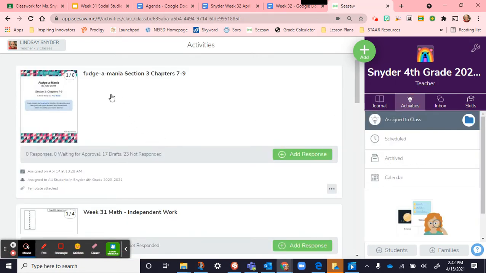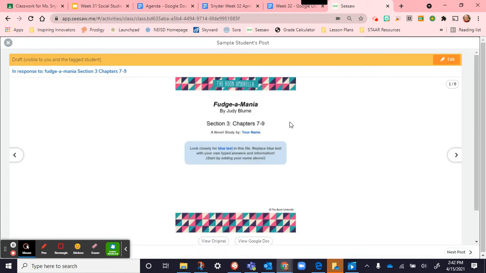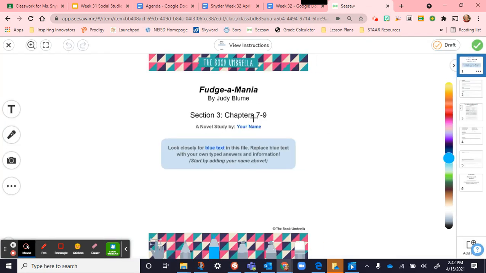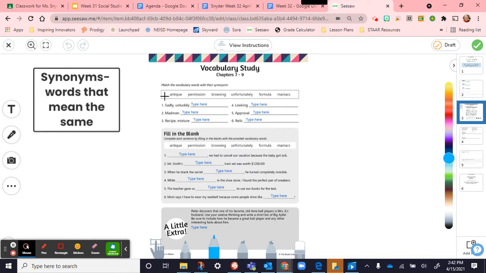In independent work, students started on Fudgemania Section 3. All right, Section 3, we've read today Chapter 9, so we can start working on this. The first part is Dictionary Detective. So you're using a dictionary, if you have a paper copy, or just dictionary.com to find the definitions for the words there. On page 3, you are finding synonyms.